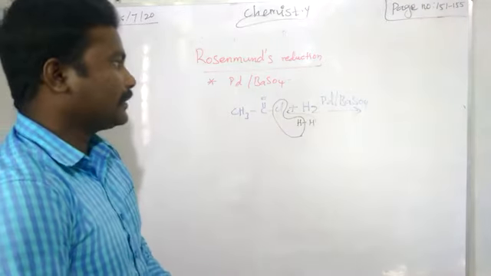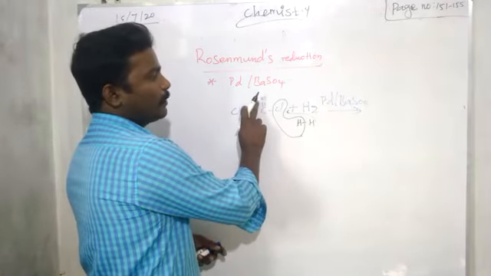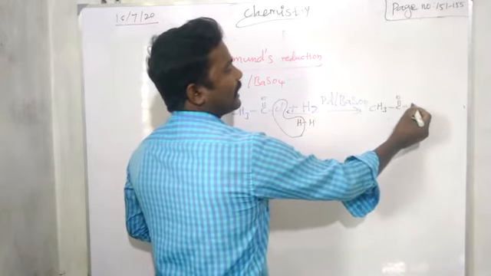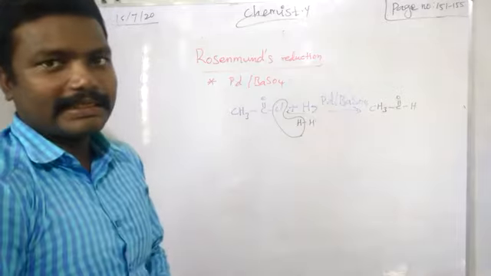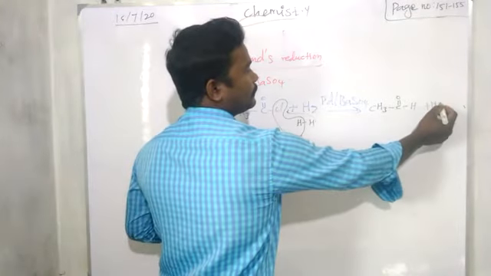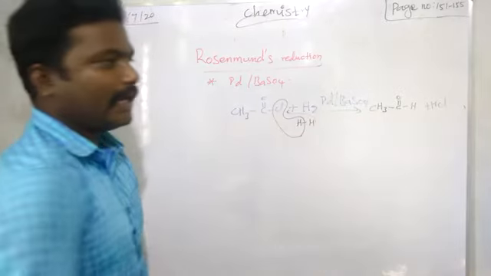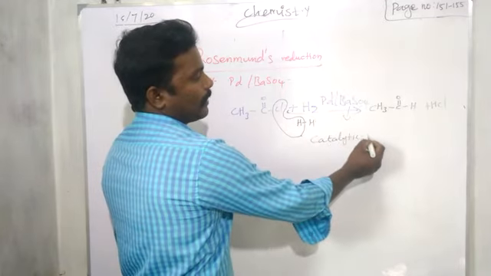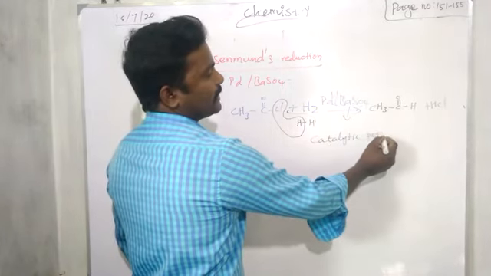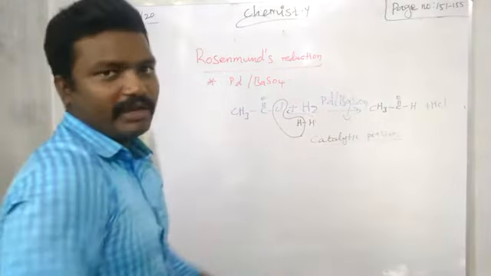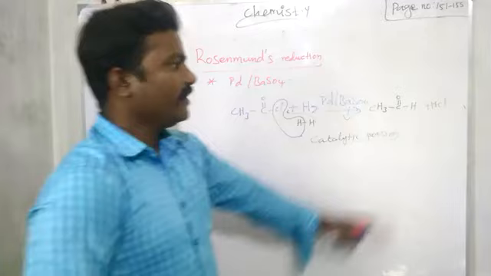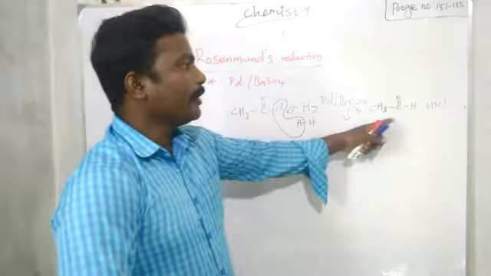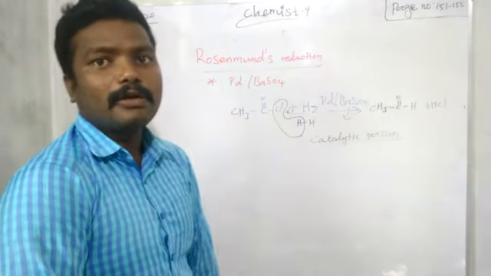So what will be the product? CH3 C double bond O H, acetaldehyde or ethanal. We get the aldehyde ethanal with HCl. Here I told you barium sulfate acts as a catalytic poison. Why is it a catalytic poison? If you leave it without adding barium sulfate, we cannot get this aldehyde. Further it will undergo oxidation to produce acid, or further reduce into alcohol.